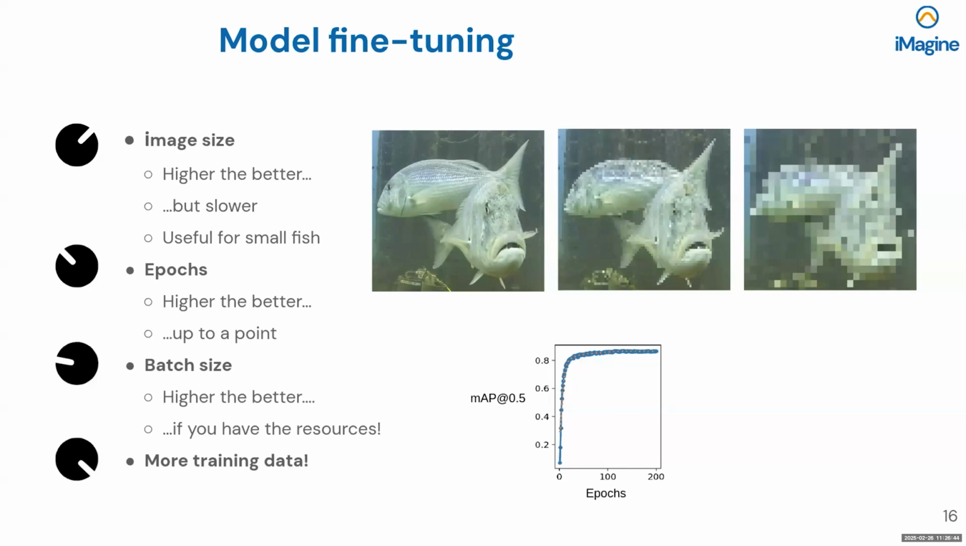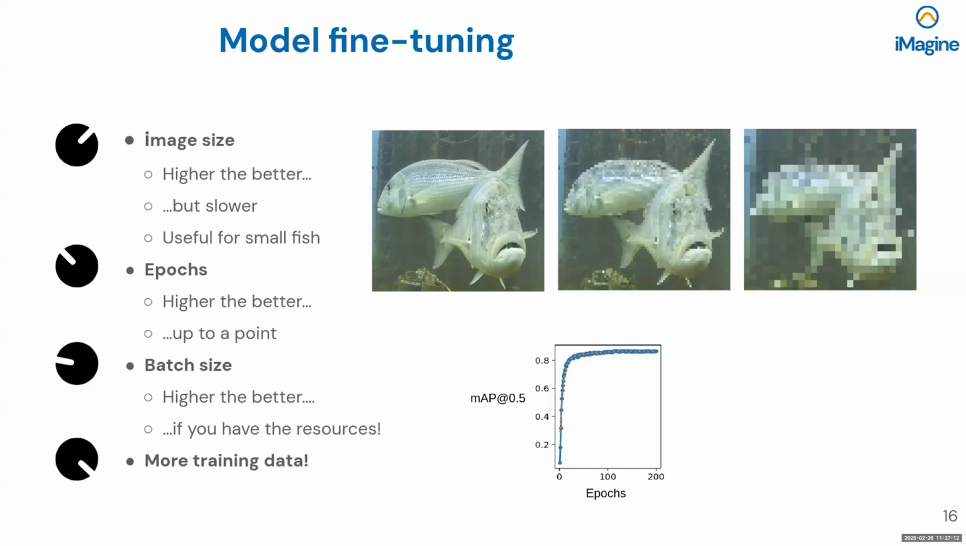Epochs, meaning how many times your model goes through the data set. The higher the better, until it stagnates at a point, and then you get the best, usually between 100 and 200. Batch size is maybe also important, but then you need more IT resources. And usually the best way to improve your model is to have more training data and well-defined training data.